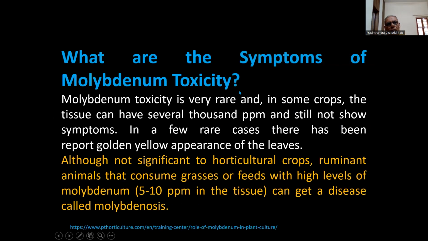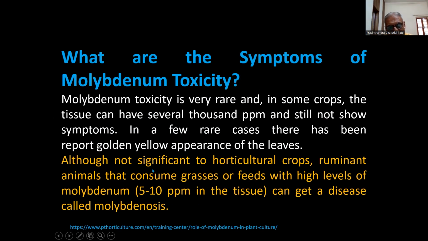So what are the symptoms of molybdenum toxicity? Now we can see that when more molybdenum is available to the plant, there is a toxicity effect. Molybdenum toxicity is very rare, and in some crops the tissue can have several thousand ppm and still not show symptoms. In a few rare cases, a golden yellow appearance of the leaves has been reported. This is a typical sign, although not significant to horticulture crops.